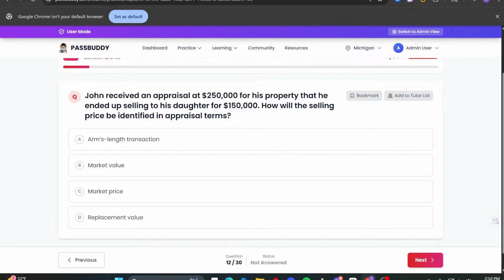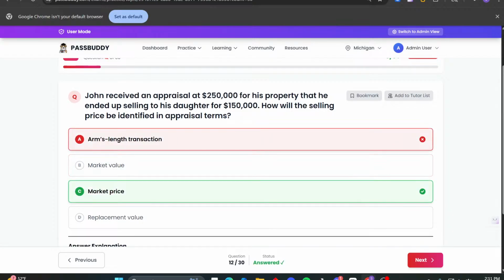Let's take a look at this one. It says John received an appraisal at 250,000 for his property that he ended up selling to his daughter for 150,000. How will the selling price be identified in the appraisal terms? Is it an arm's length transaction, market value, market price, or replacement value? Okay. So, what are they going to call this? Are they going to say that this is market value, market price, or an arm's length transaction?